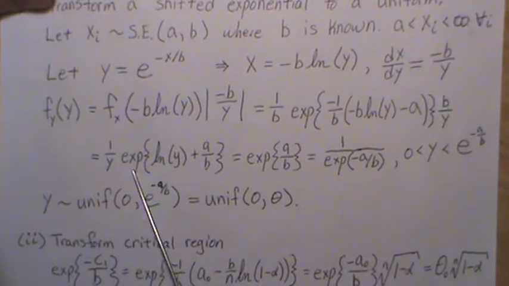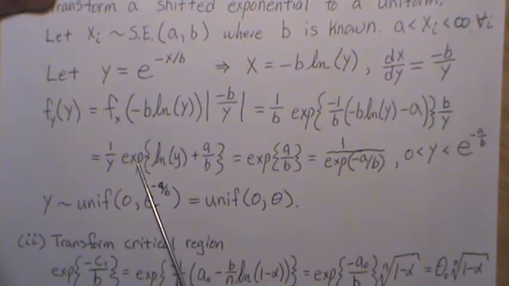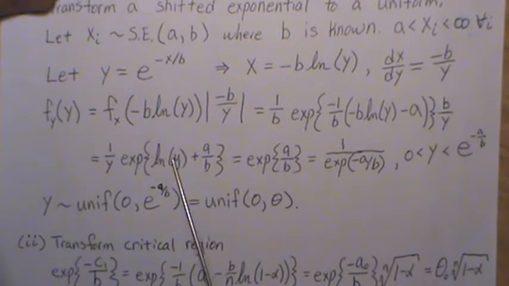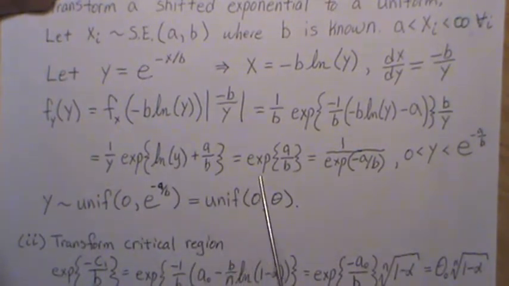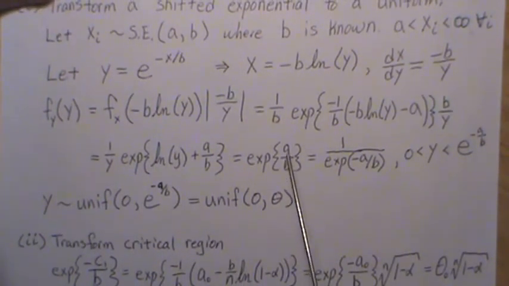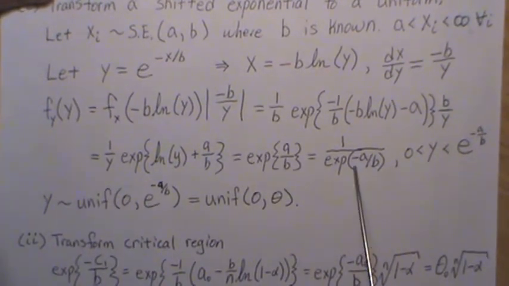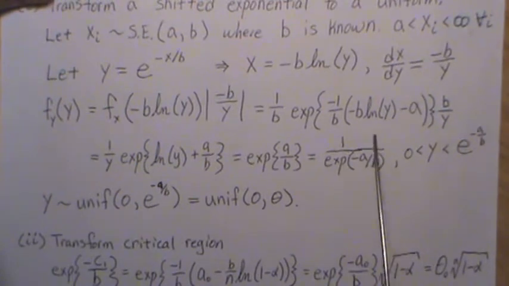Now, this ends up being the product of e to this times e to this, but e to the log y is just y, so those y's cancel and we're left with just e to the a over b. But if we take this downstairs, we have to change the sign of the exponent, and we get this.